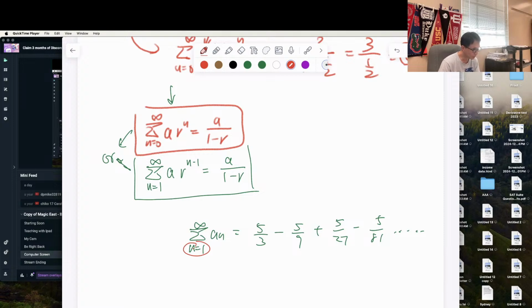This has to be geometric. It has to be a r. So A is 5 over 3, and then R is 1/3. Are you sure R is 1/3?